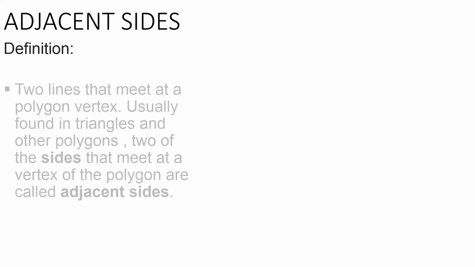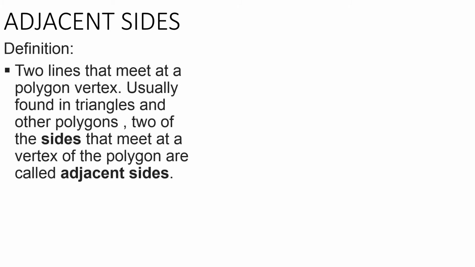Let us learn now what are adjacent sides. See, the definition of adjacent sides: two lines that meet at a polygon vertex. Usually found in triangles and other polygons. Two of the sides that meet at a vertex of the polygon are called adjacent sides.